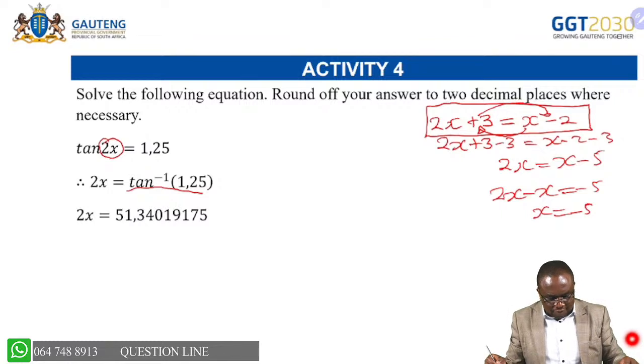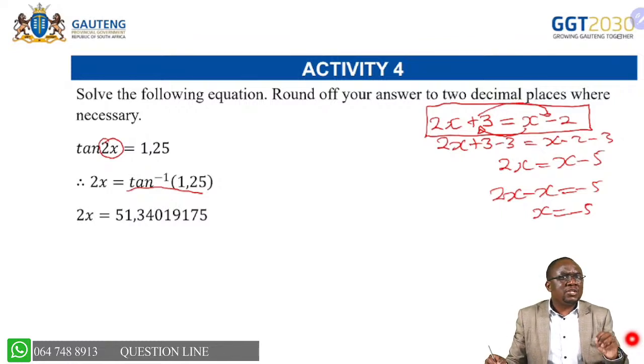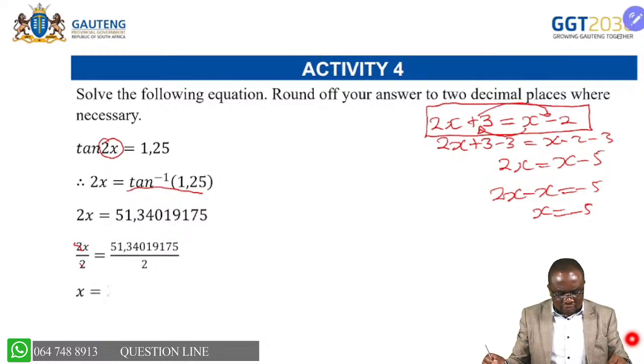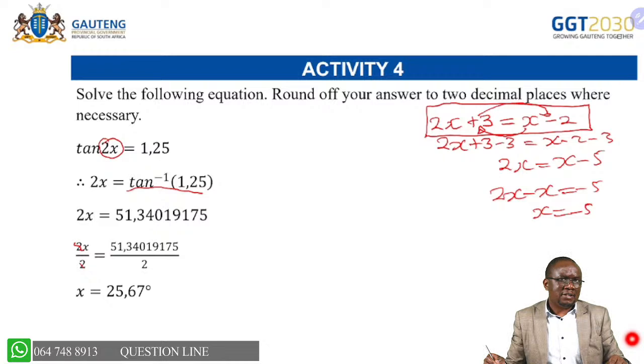2x is equal to 51,34019175. And then what do we do to get x? We divide both sides by 2. 2 divided by 2 is 1. We remain with x. And then x is equal to 25,67 after rounding off.